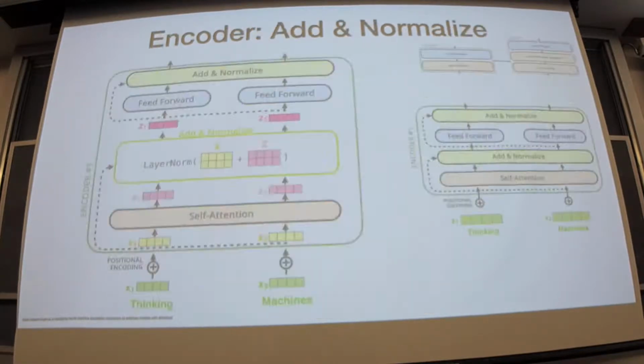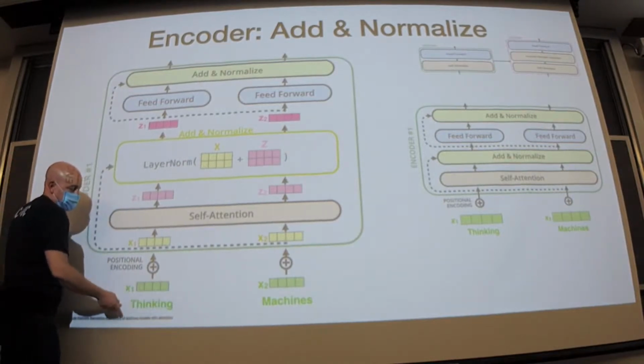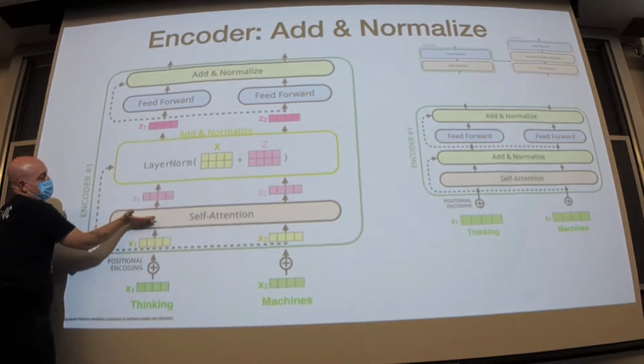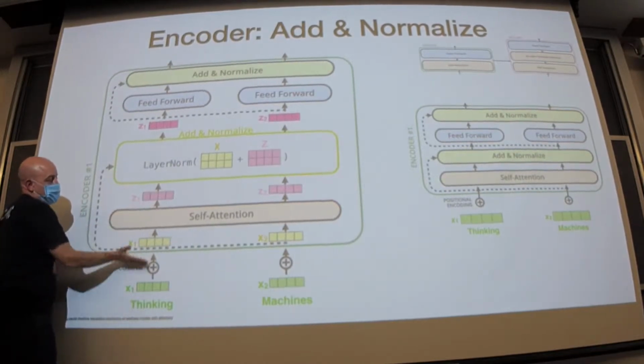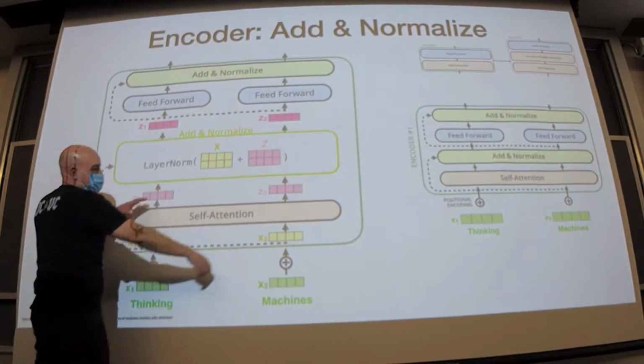So you do this, and then here's a little more detail of what we've seen. You have your byte pair encoding, add your positional vectors. That becomes your input to your first layer. You process through a self-attention module. You get out your encodings.